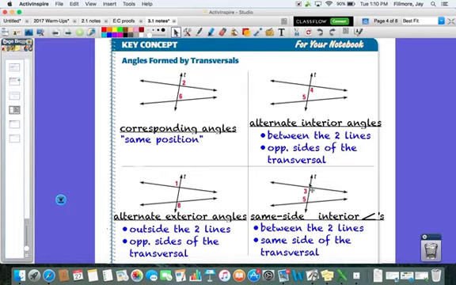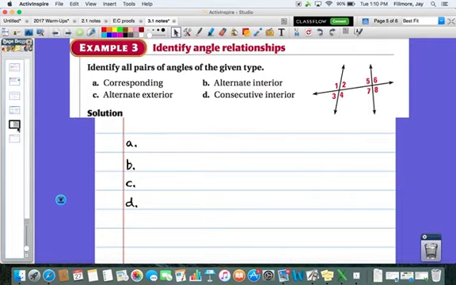So those are your 4 special angle pairs. We're going to do one example with those 4 special angle pairs. So pause if you're not done writing. All right, if you want to try identifying these special angle pairs on your own, feel free to pause it and then check your answers with me. Otherwise, I'm going to go ahead and answer it.